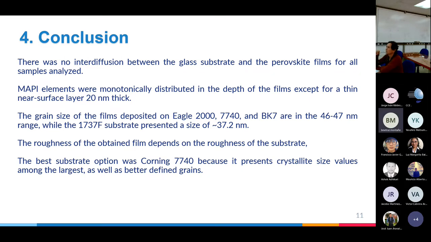The crystal size of the films deposited on Eagle 2000, 7740 and DK7 are in the 46 and 47 range, while the 1737F substrate presents a size of 37.2. The crystal size obtained depends on the substrate, and the best substrate option was 7740 because it presents size values among the largest, as well as very defined grains.